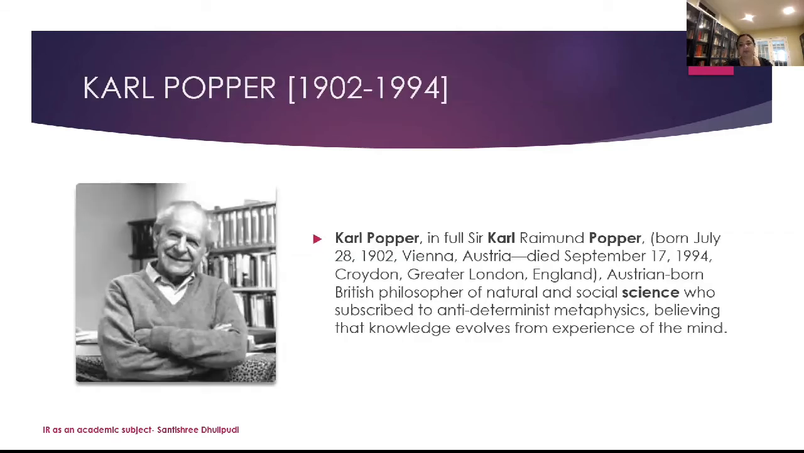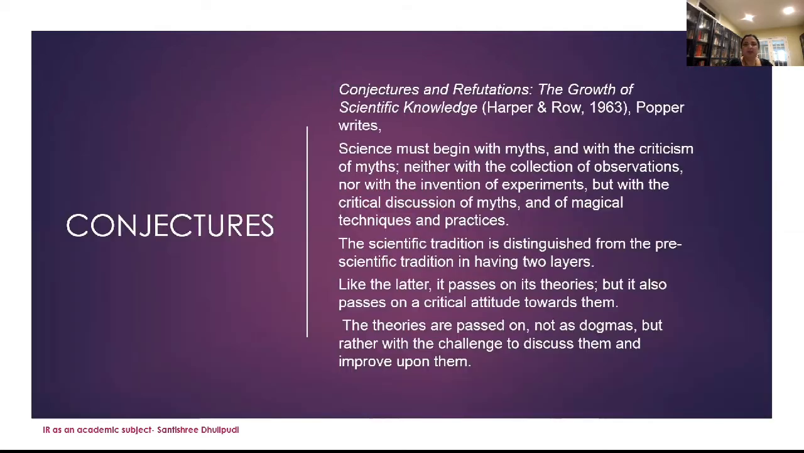Now, the other scholar for us who comes after Thomas Kuhn is Karl Popper, 1902 to 1992. Karl Popper, in full, Sir Karl Raimund Popper, was born in Austria and later migrated to England. He was an Austrian-born British philosopher of natural and social science who subscribed to an anti-determinist metaphysics, believing that knowledge evolves from the experience of the mind. His very famous book for us is Conjectures and Refutations: The Growth of Scientific Knowledge.